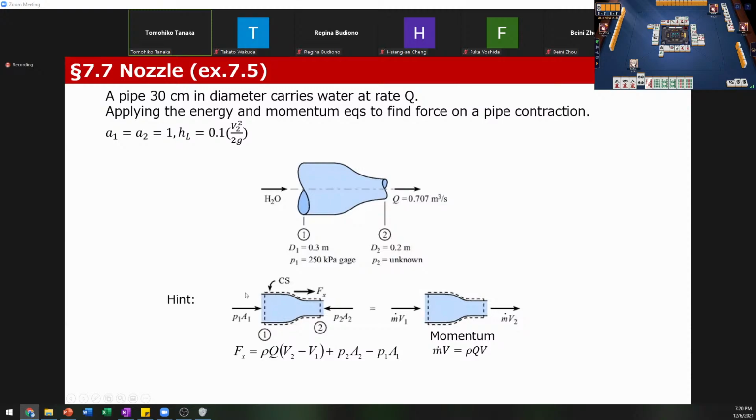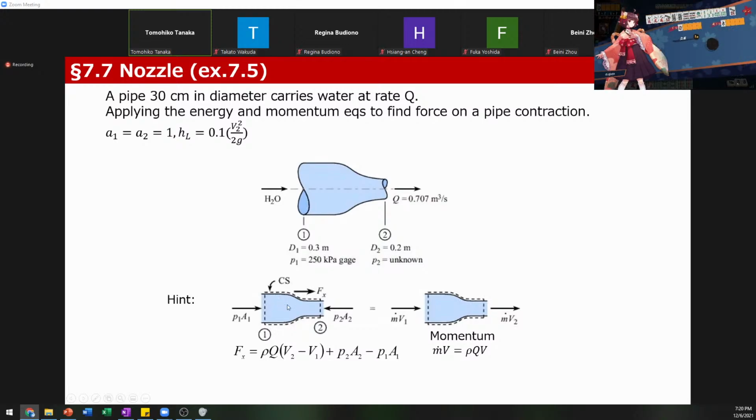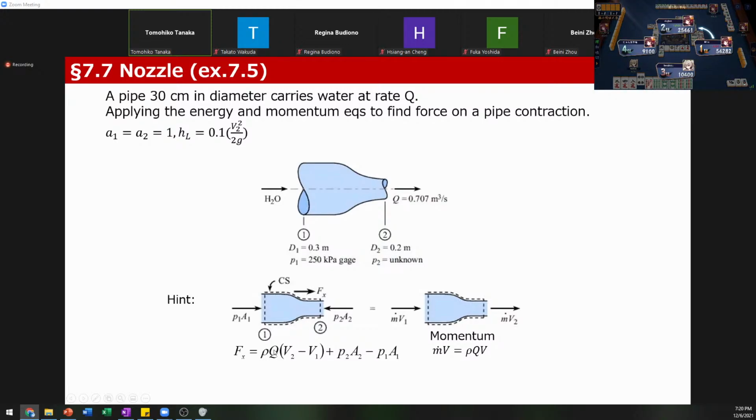So this is a hint. If you think about the control volume and the control surface, as shown in this figure, probably you can build momentum equations and also energy equations. Okay.